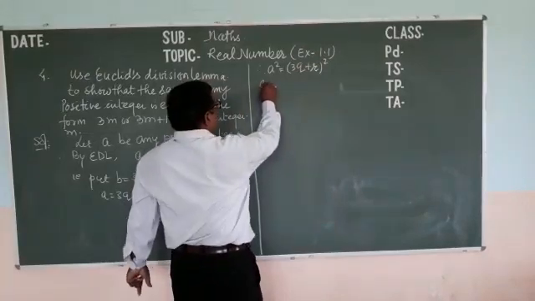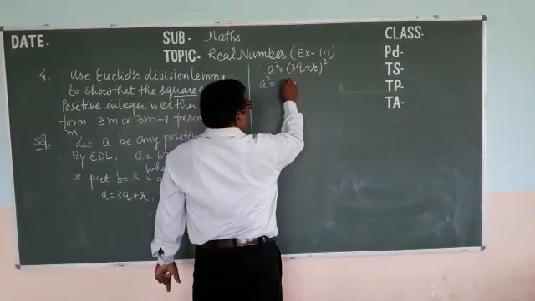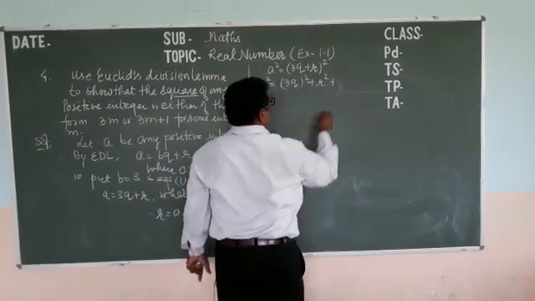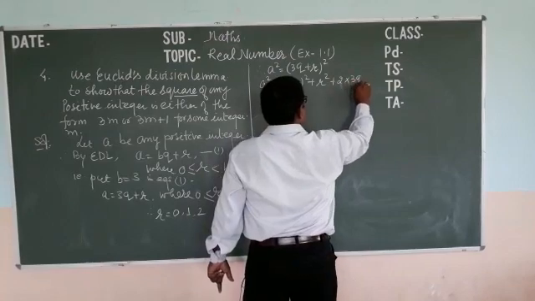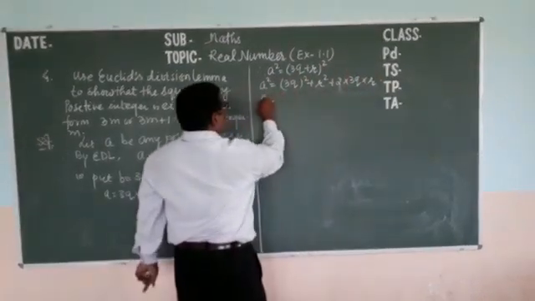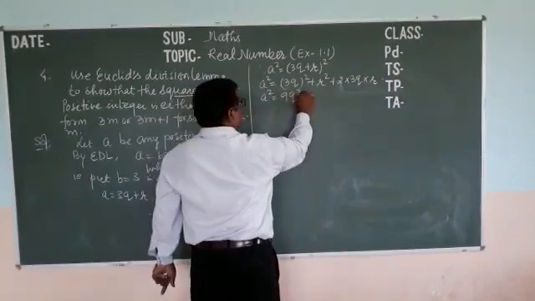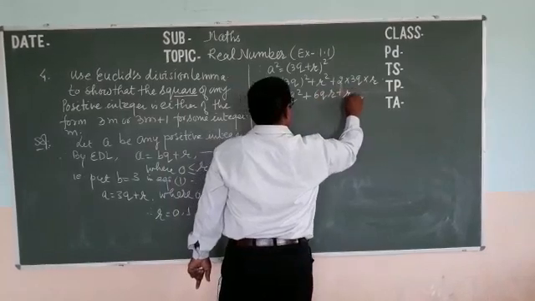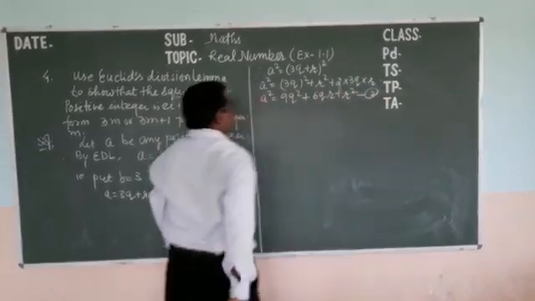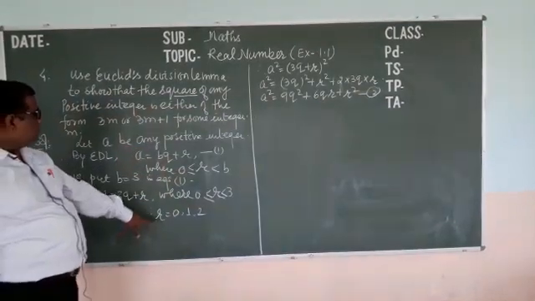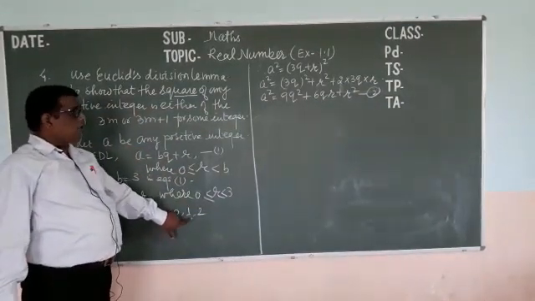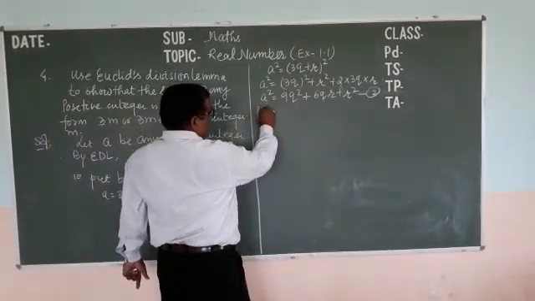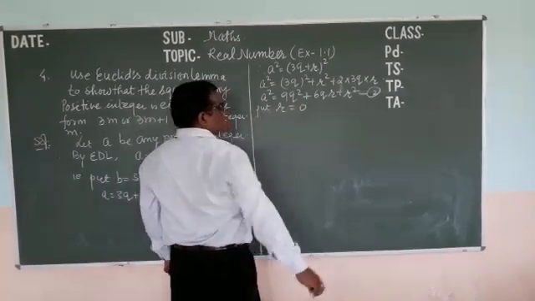So therefore a square is equal to a square plus b square plus 2a into b. Now a square is equal to 9q square plus 6qr plus r square. This is equation 2. Now we have to put these values, r is equal to 0, r is equal to 1, r is equal to 2. So first of all we put r is equal to 0.